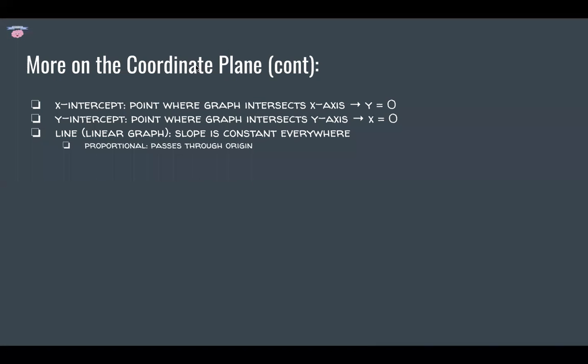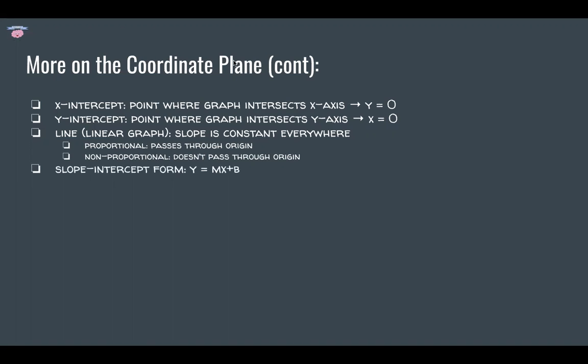A proportional line passes through the origin. So if this was the coordinate plane, it's a linear graph that passes through the origin. Well, this doesn't really, but I can just smudge it a bit. Now it passes through the origin. Non-proportional doesn't pass through the origin. So it's basically any other linear graph.